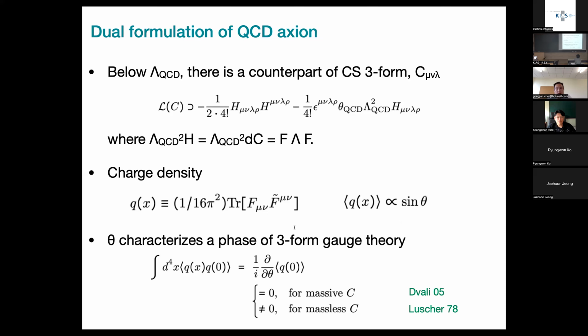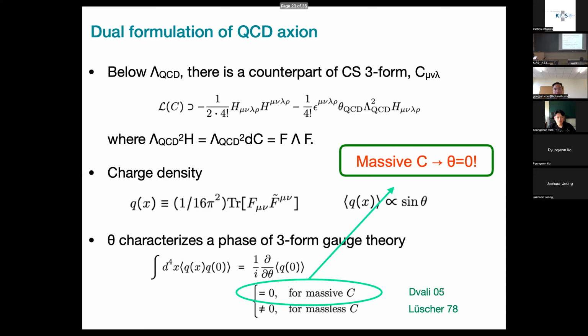On the other hand, a long time ago, Martin Lüscher at CERN found that for the case where your Chern-Simons three-form is massless, the two-point correlation function of this operator basically does not vanish. But if you can somehow make this Chern-Simons three-form, whose field strength is equal to F-tilde, massive, then you can show that this two-point correlation function of this operator vanishes. That was observed by Dvali.